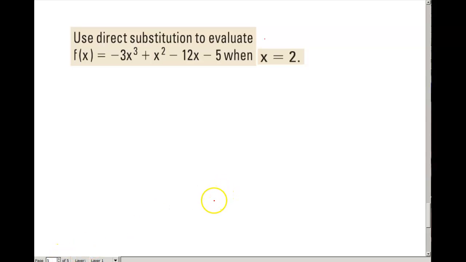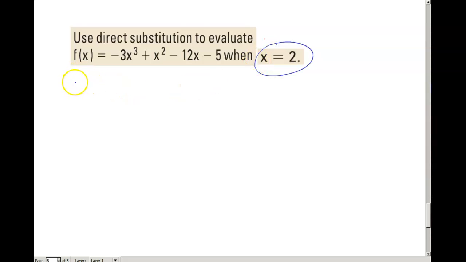All right, here we're going to use direct substitution to evaluate this function f of x equals negative 3x cubed plus x cubed minus 12x minus 5 when x equals 2. So direct substitution, it just says to evaluate, which we've already done before. So this is a pretty straightforward problem. We're just going to plug in x equals 2.